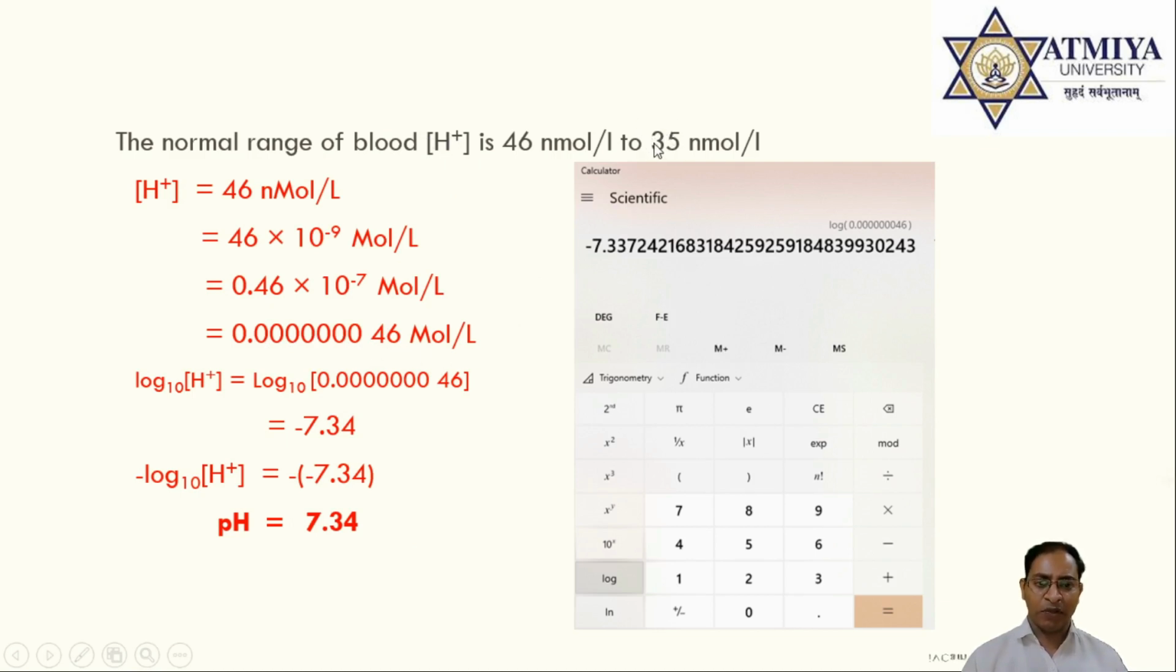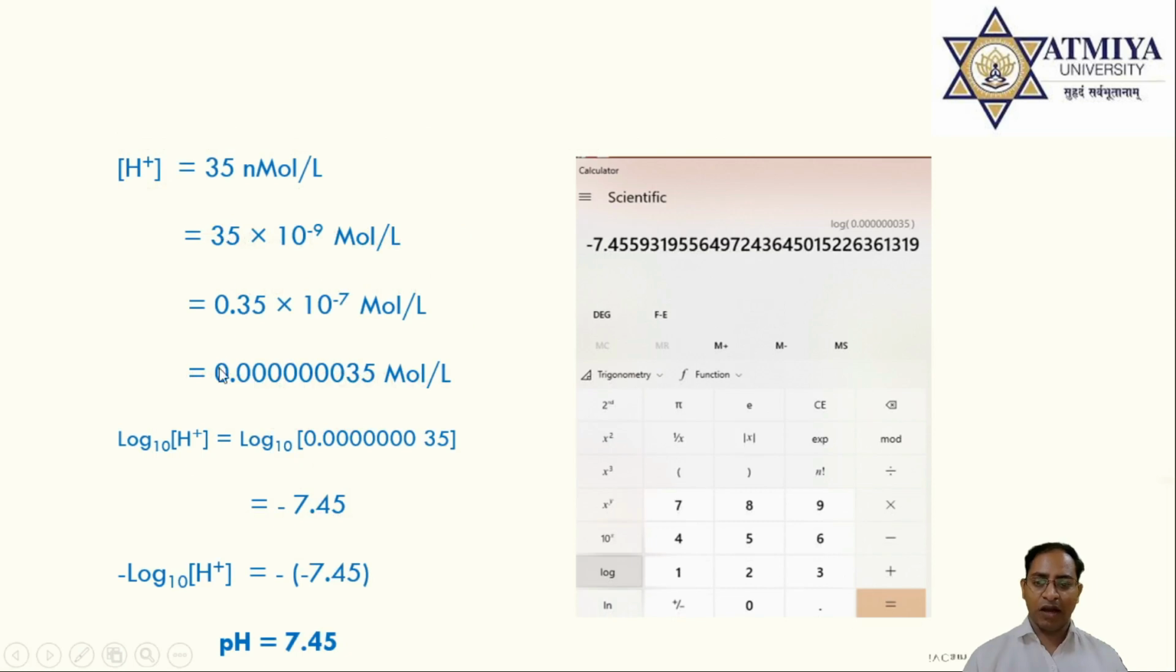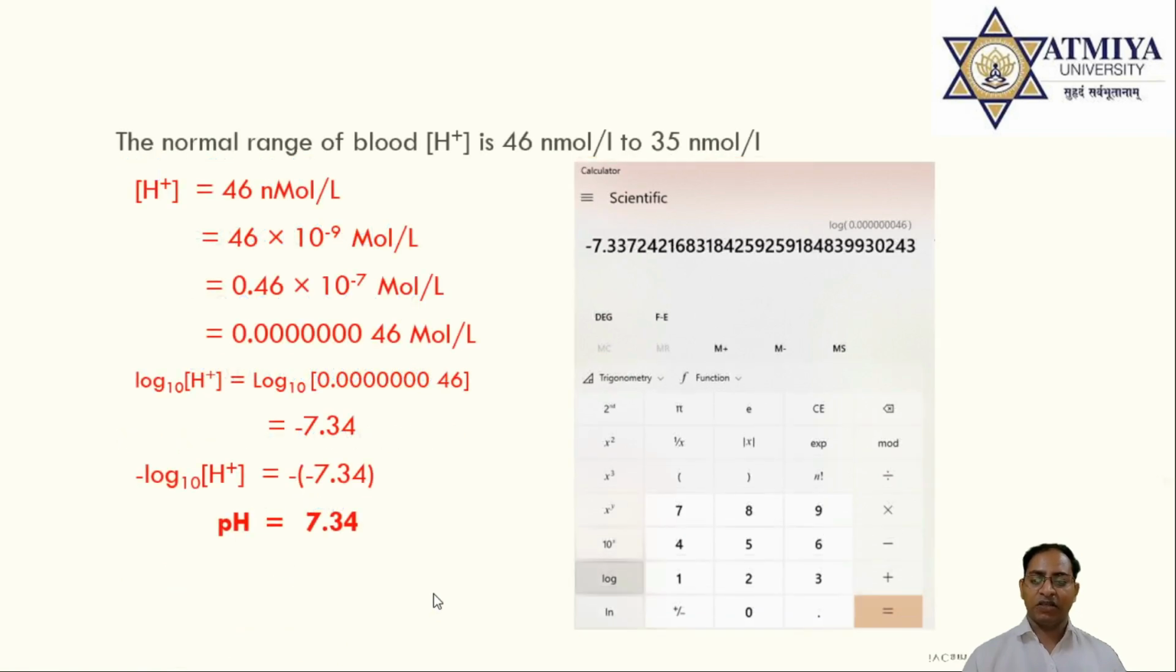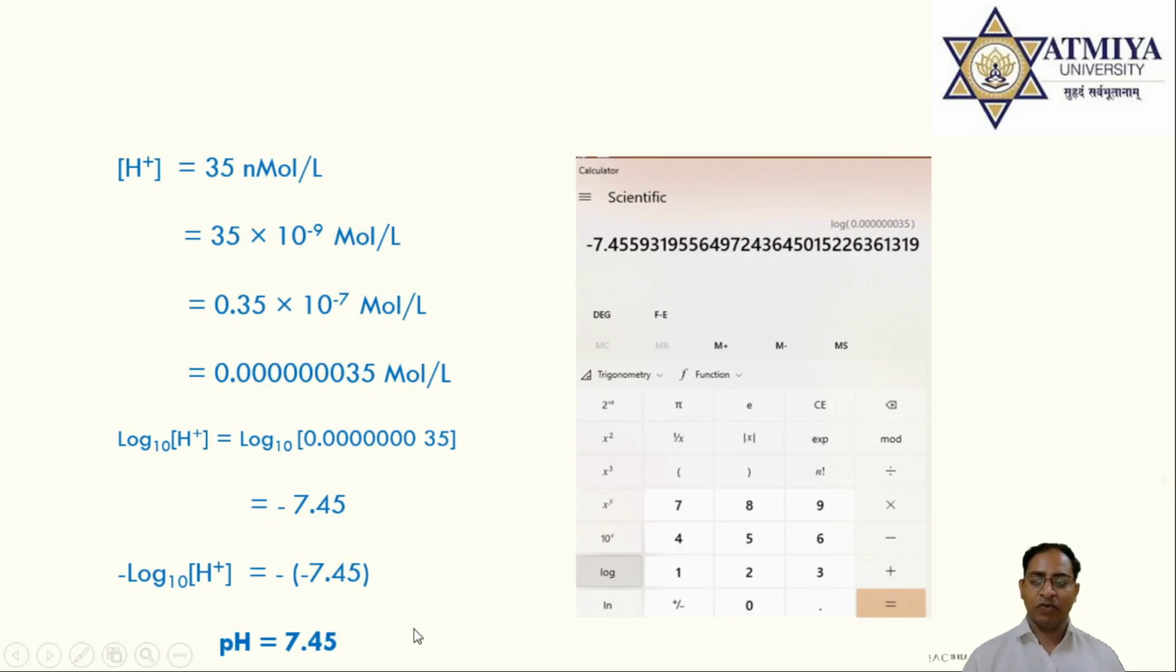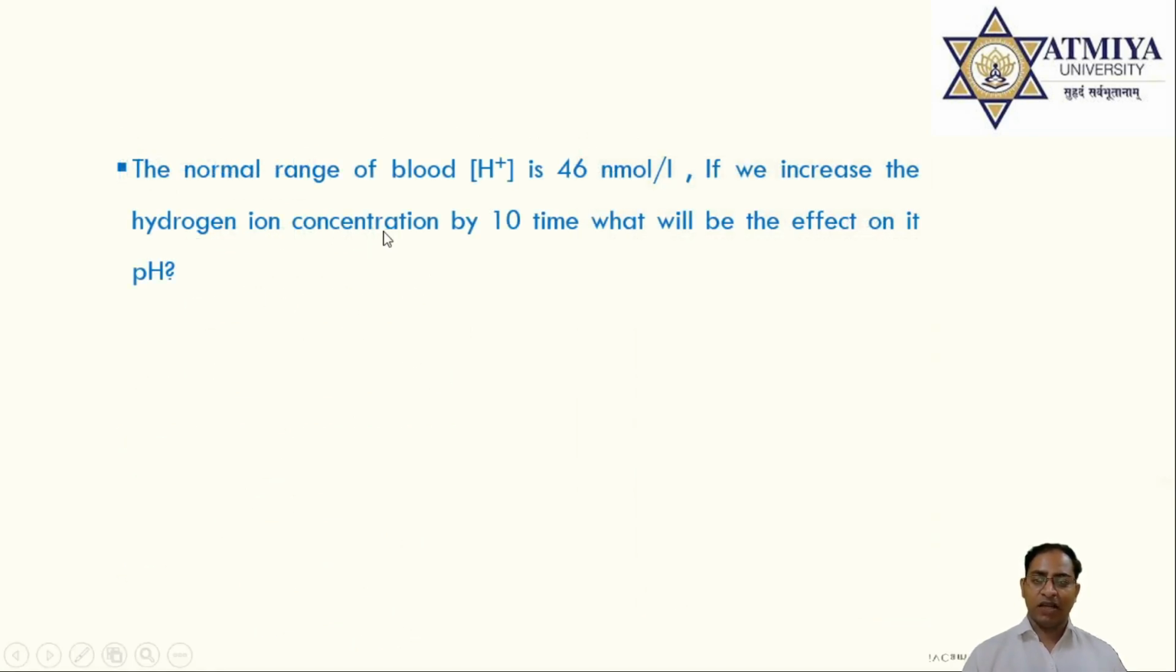And if I want to calculate the pH for the other concentration, that is 35 nanomole per liter, in the same way I can write 0.35 times 10 to the power minus 7 mole per liter, and take the log of this value. I get minus 7.45 from the scientific calculator. If I multiply both sides with the negative sign, I get the value of pH as positive 7.45. So now you can say that the pH of our blood is in the range of 7.34 to 7.45. This is asked in competitive examinations.